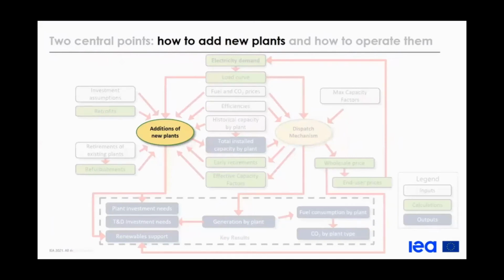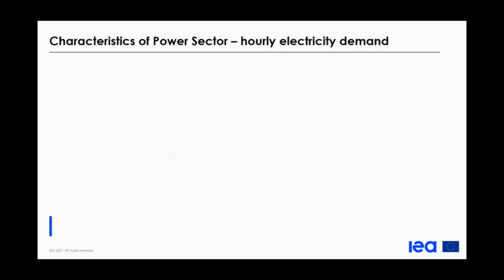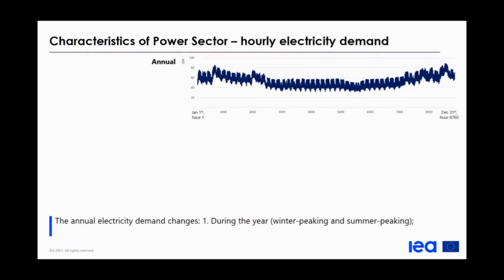So let's start with the capacity addition module. We need first to remember a key characteristic of the power sector, which is that supply and demand must match at all times. And looking at demand, we have a constant variation over time. Here we can see the hourly electricity demand, and how it changed over the year, with strong variation among seasons, which would depend obviously on the country.